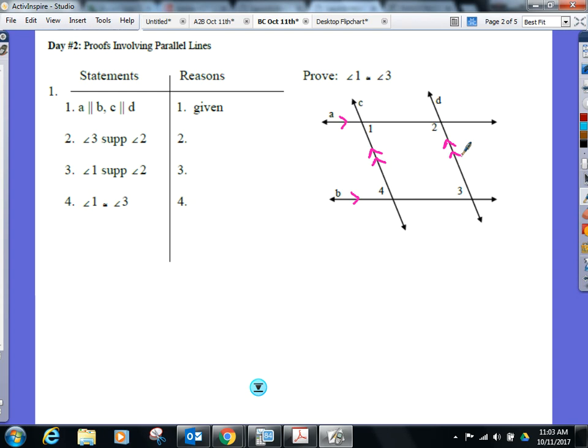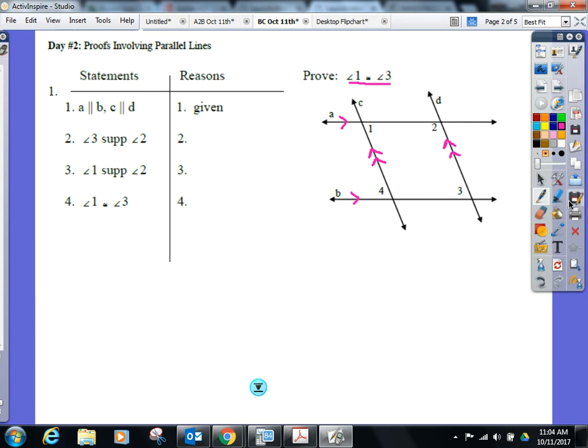Before we get into it, I wanted a nice and easy one first, so I gave you all the statements and you provide the reasons for me. Before we do that, let's take a look at my proof statement. Angle 1 congruent to angle 3. Look at angle 1 and angle 3 right now. I want to make sure we are both clear that 1 and 3 aren't special types of angles. They're not alternate interior. They're not corresponding. They're not anything we talked about yesterday.